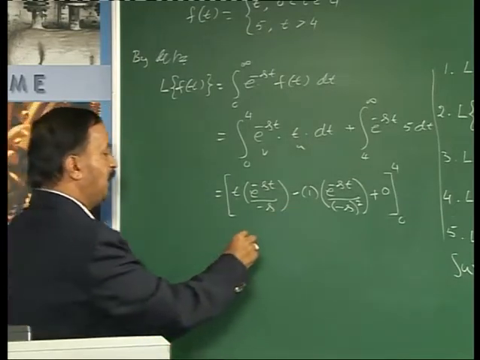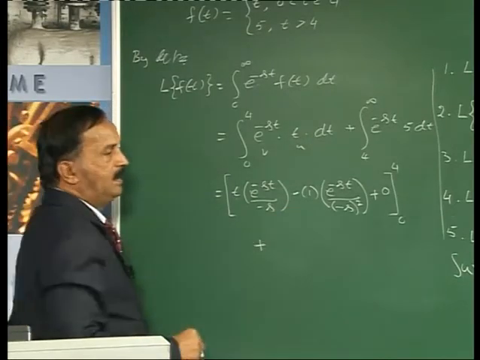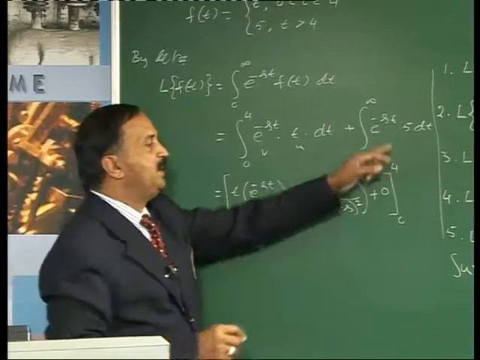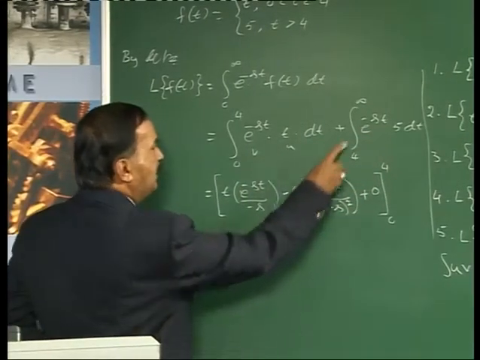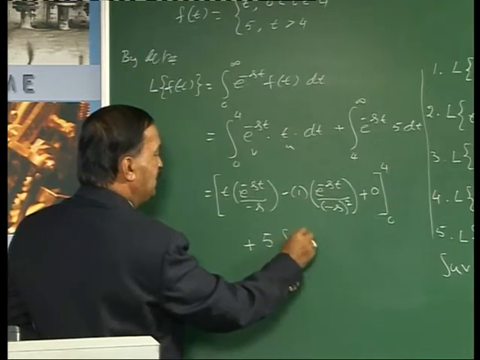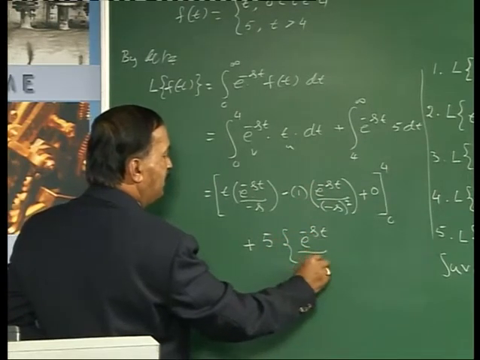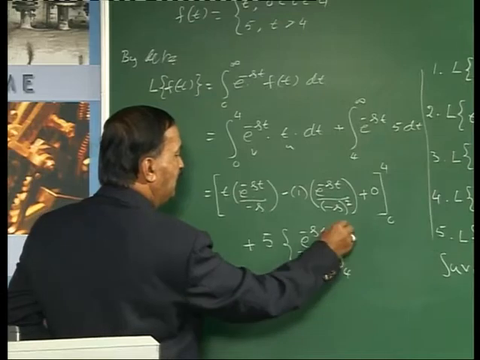0 to 4, plus here 5 is constant. We can take this 5 outside. Integral of e to the power of minus s t is e to the power of minus s t by minus s from 4 to infinity.